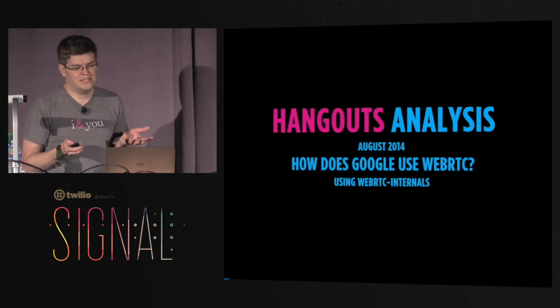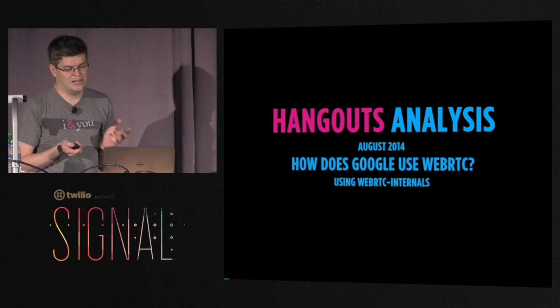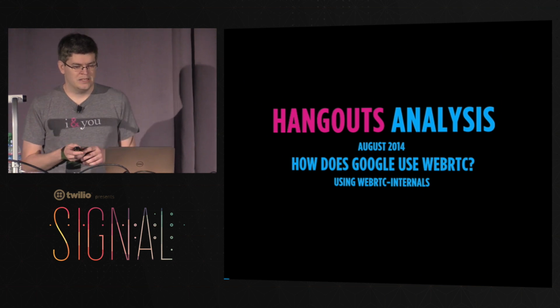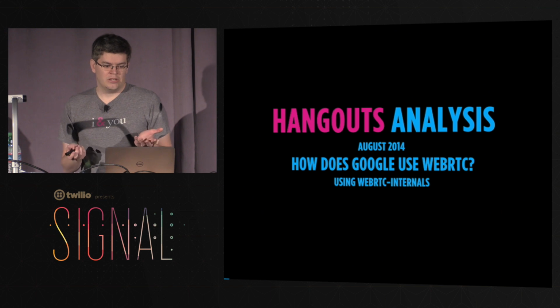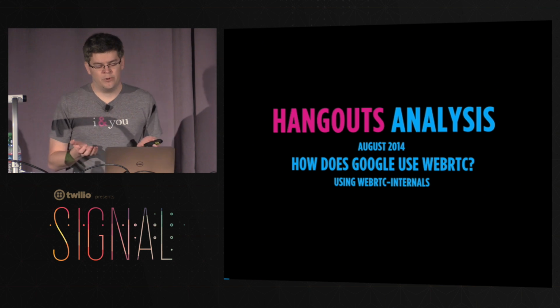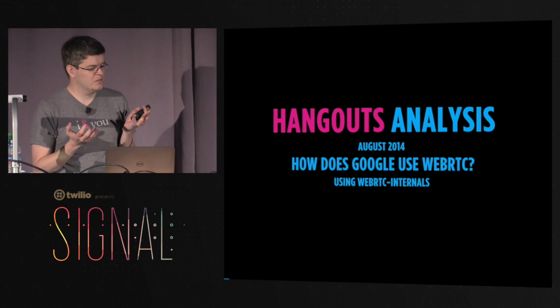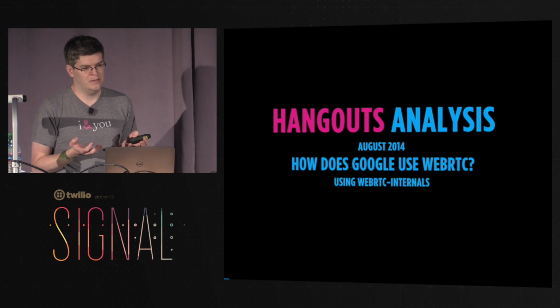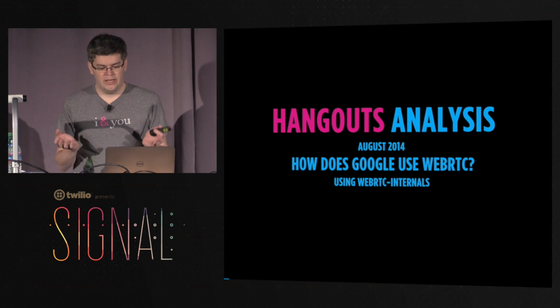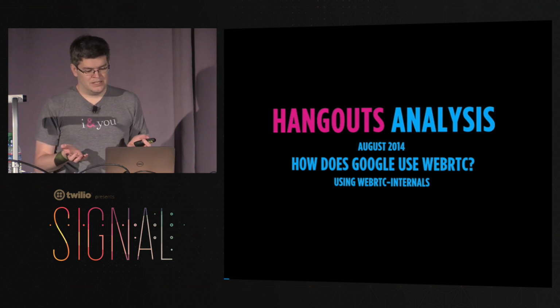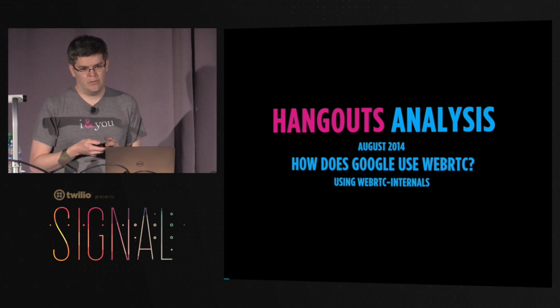The next step was an analysis of Hangouts I did back in August 2014. That was shortly after Google launched the WebRTC-enabled version of Hangouts. It was pretty important because it showed how Google wants to use WebRTC. Before that, we only had the AppRTC sample, which didn't tell us much about multi-user, because it's just one-on-one. And it was using the great WebRTC internals page in Chrome, which allows you to see all the API calls that are used by a web page.